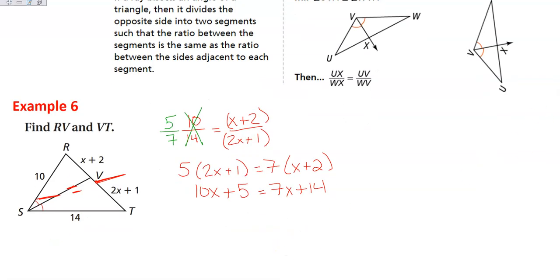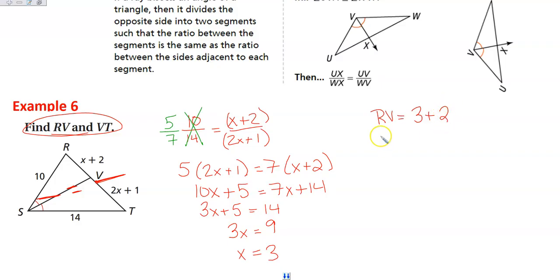So then from here, we're going to subtract 7x from both sides, get 3x plus 5 equals 14. Subtract 5 from both sides, we're going to get 3x equals 9. And divide by 3, we're going to get x is 3. Now again, we need to stop and look and see what our directions say. I want to find the length of RV and VT, so now we need to plug it back in. So RV is going to be 3 plus 2. So RV is 5.